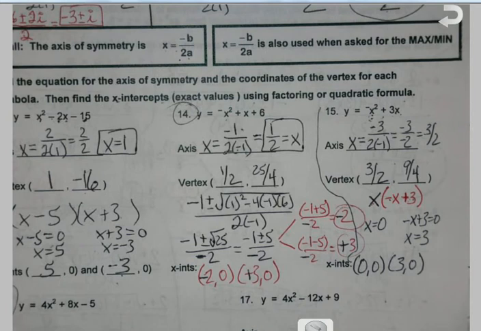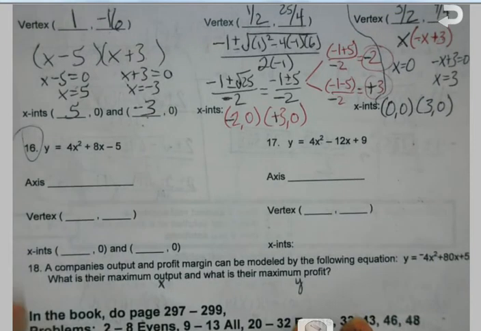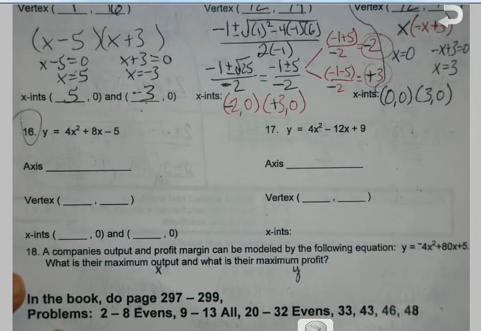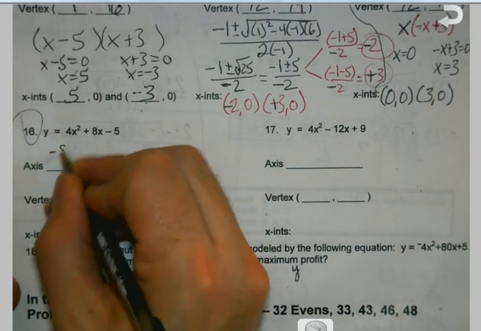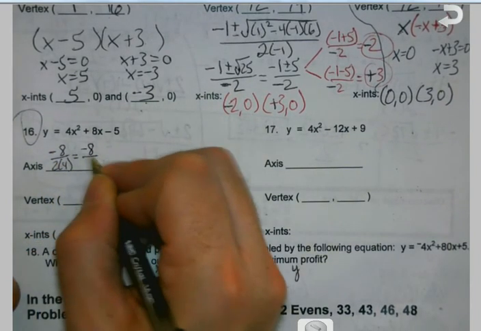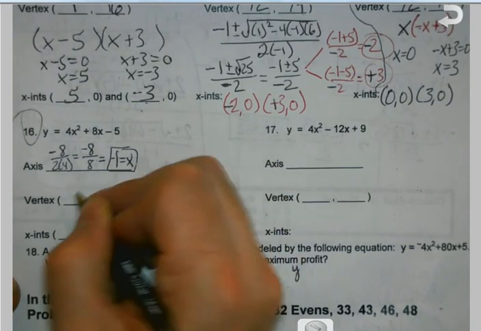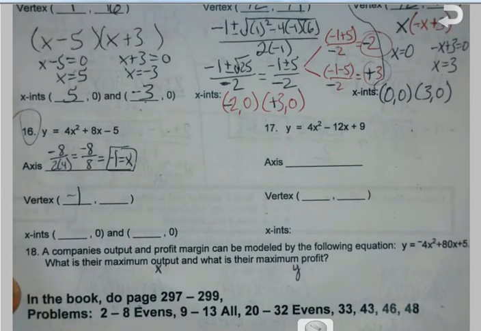And again, sometimes you may get fortunate and everything will just factor out nicely. And other times it's just not. So something like 16, for instance. Now finding the axis of symmetry, still not bad. Negative b over 2a. So my axis of symmetry is at x equals negative 1.